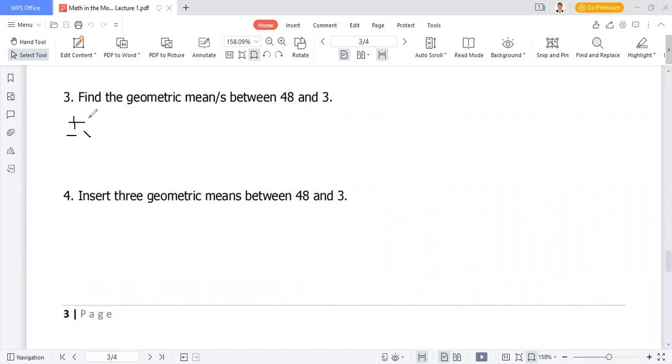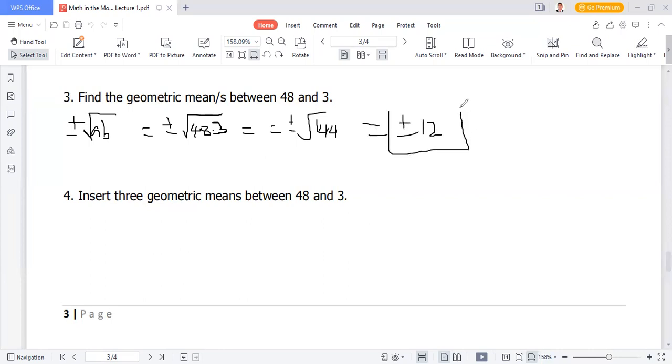So ganito lang yung formula. Positive or negative square root of AB. So ganyan, okay na siya. Okay? So positive or negative square root of 48 times 3. So dalawa yung possible na sagot. So 48 times 3, ano yan? So kahit hindi nyo i-simplify yan. Kasi yung 48 times 3 is 144. Okay? So this is positive or negative square root of 144. And that is positive or negative 12.